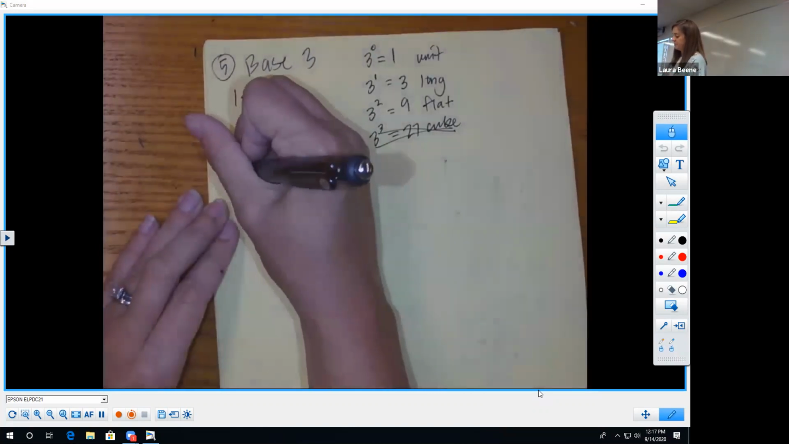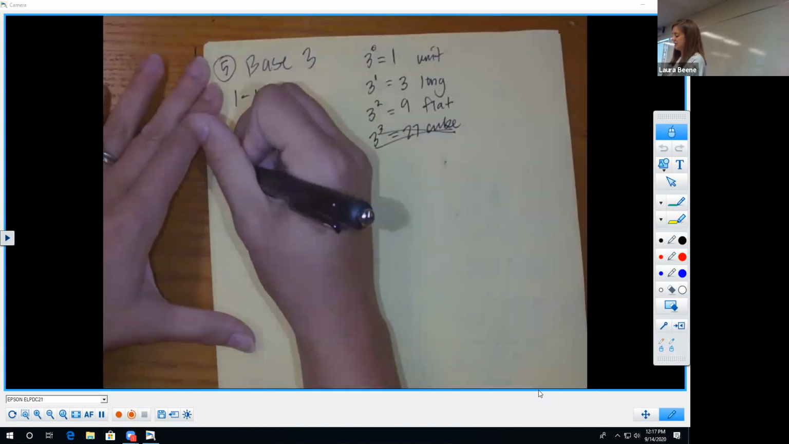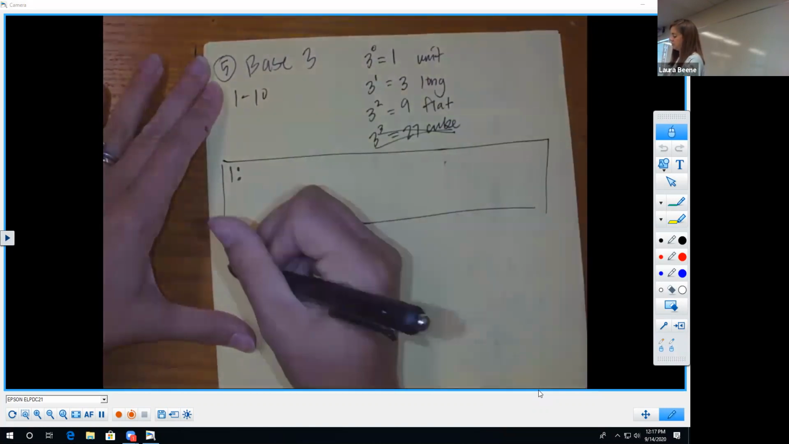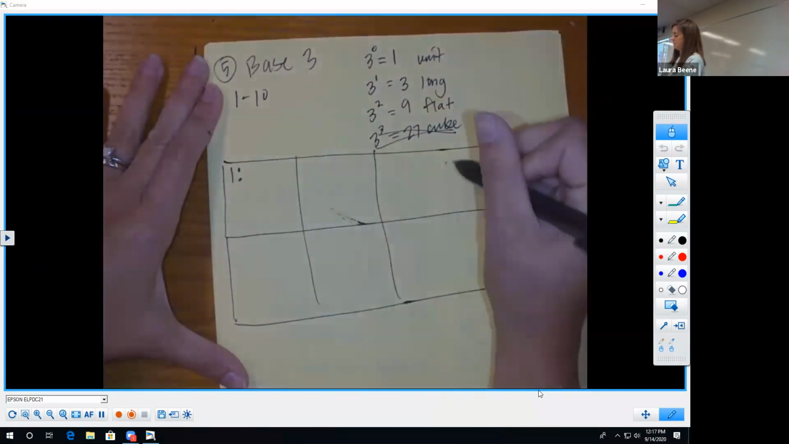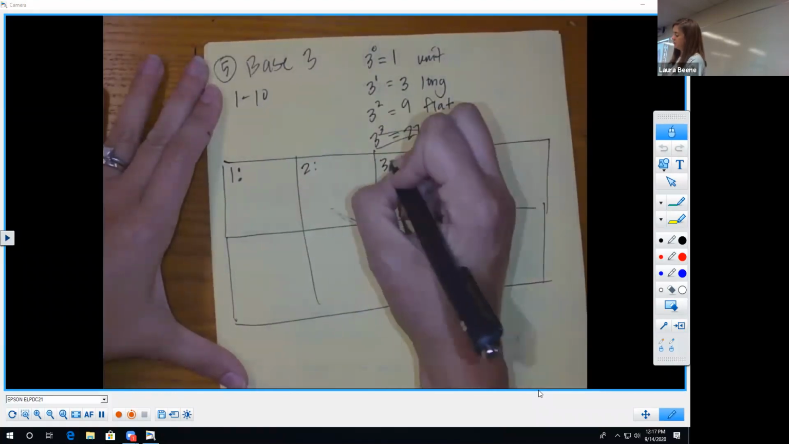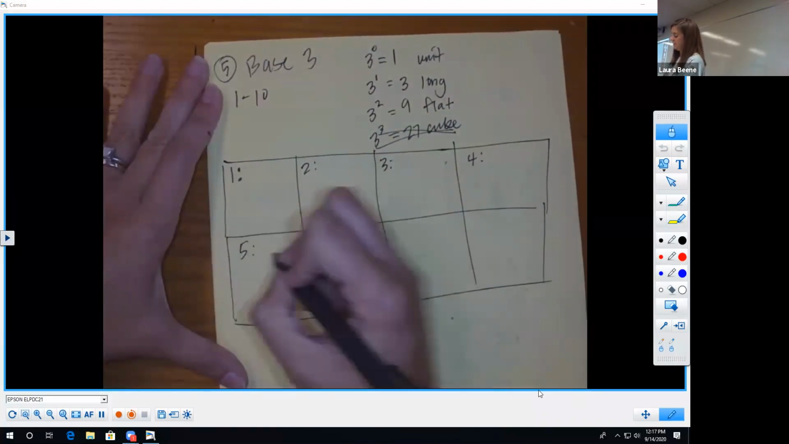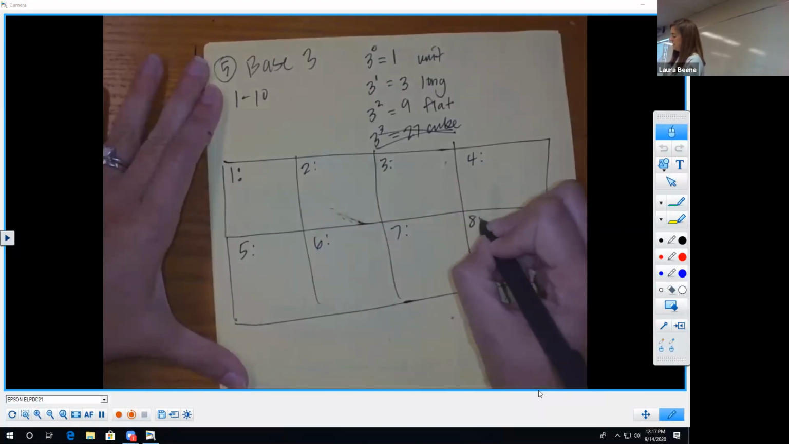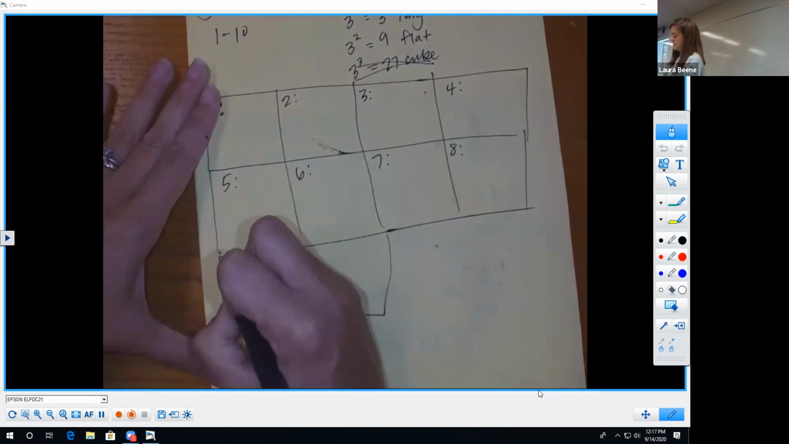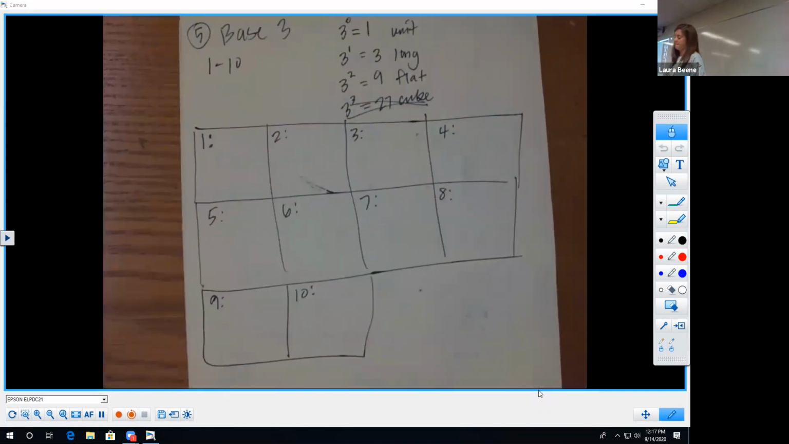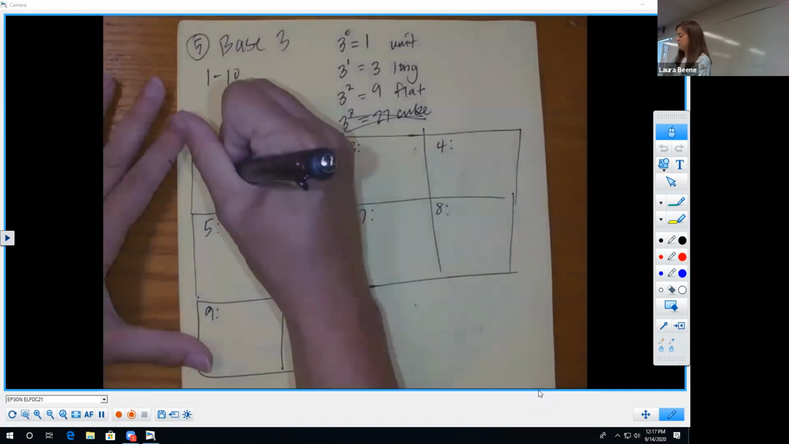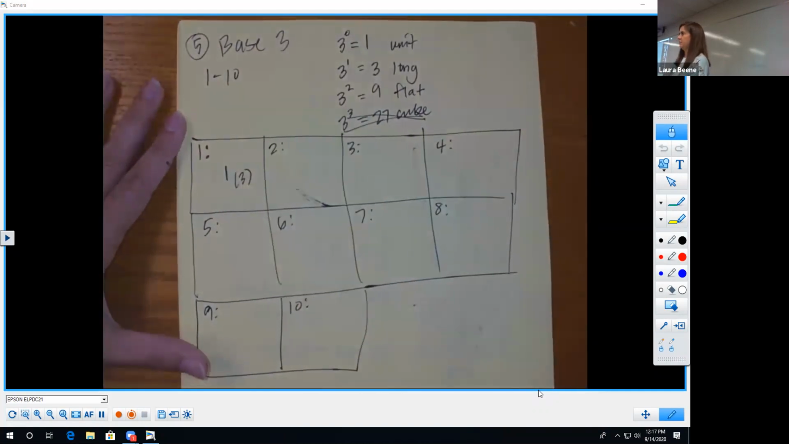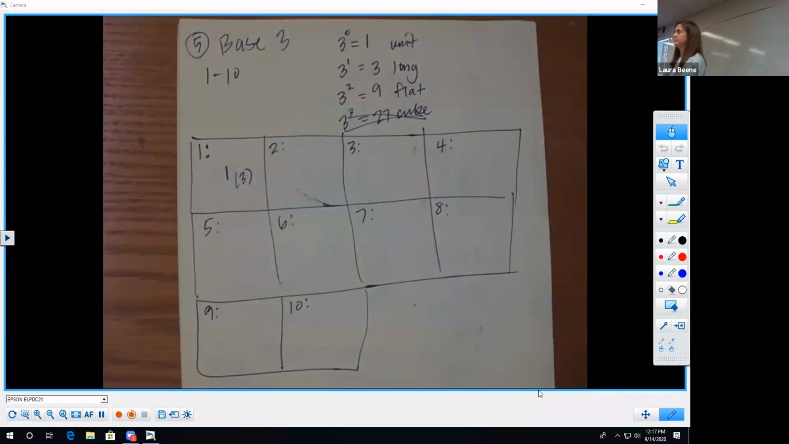For the number 1, I think on your test it's in boxes. I actually haven't made your test, but usually I put it in boxes like this, where you would put 1 and 2 and 3 and 4. I don't have enough boxes, but 6, 7, 8, 9, 10. Okay, for the number 1, 1 unit is still just 1 unit in base 3. So it's the same notation there.